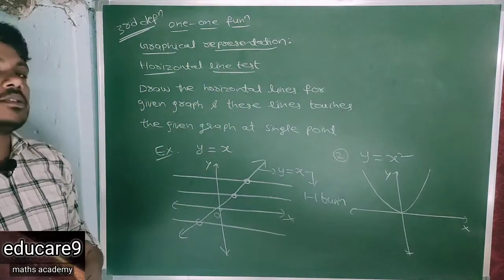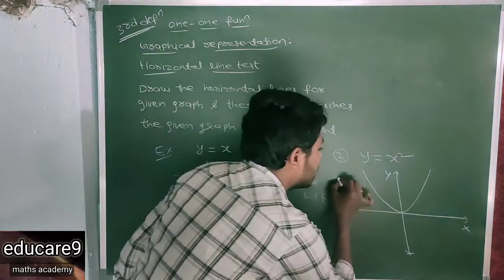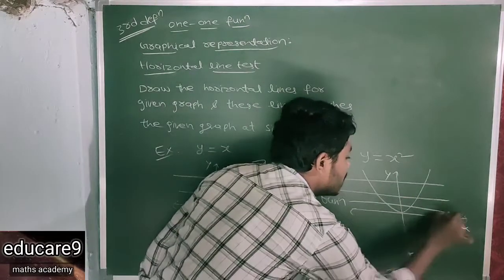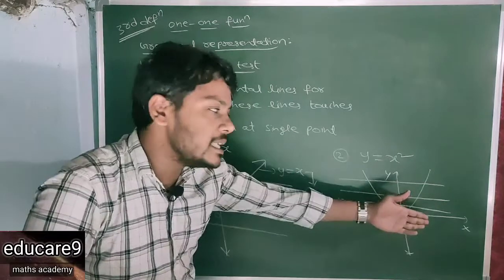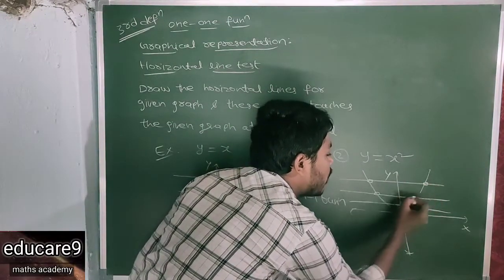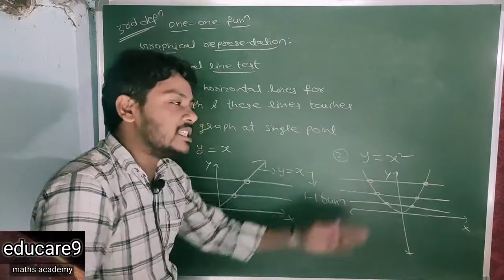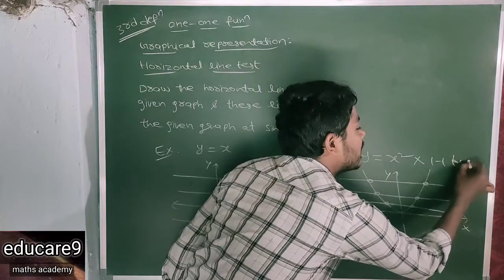For this you have to draw the horizontal lines. See here, draw the horizontal lines. These horizontal lines touch the given graph at two distinct points. So clearly this is not a 1-1 function.